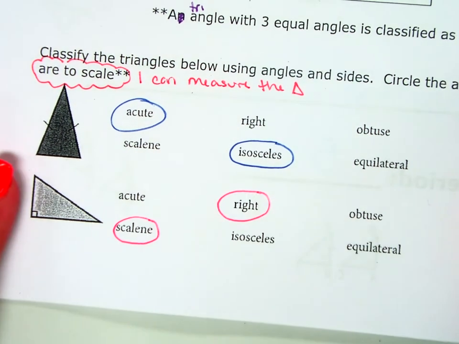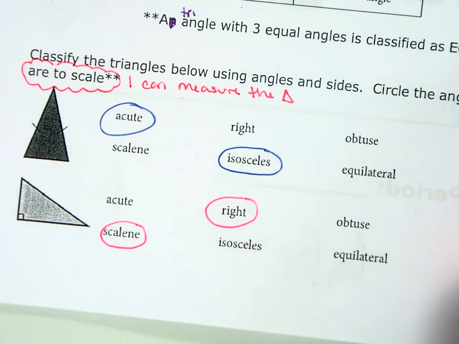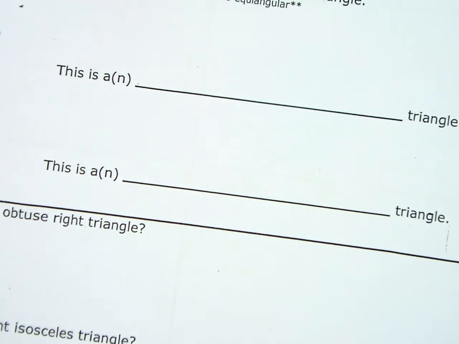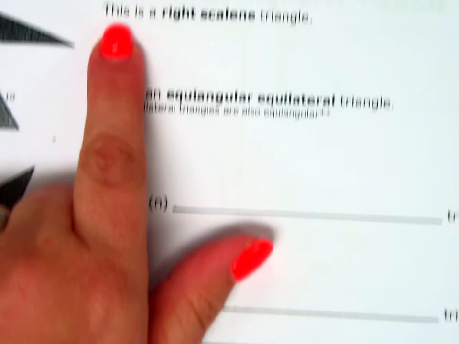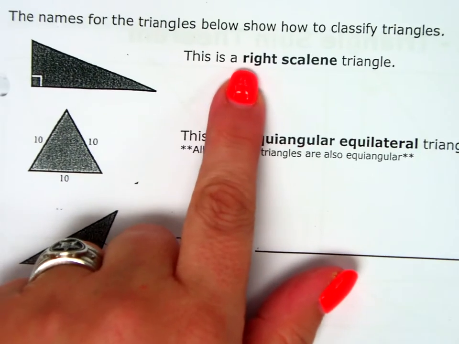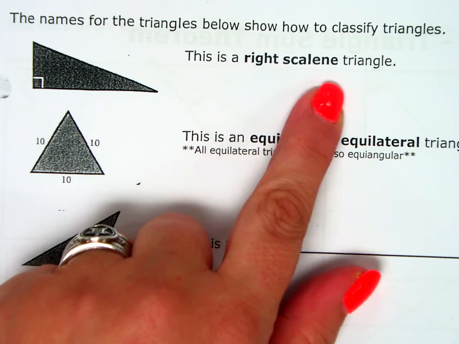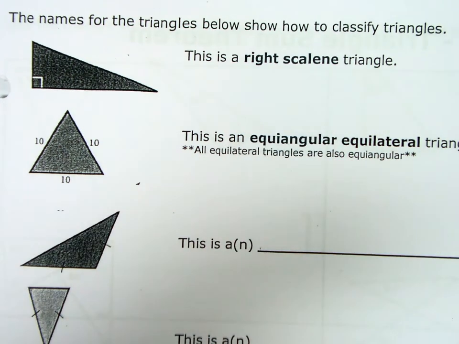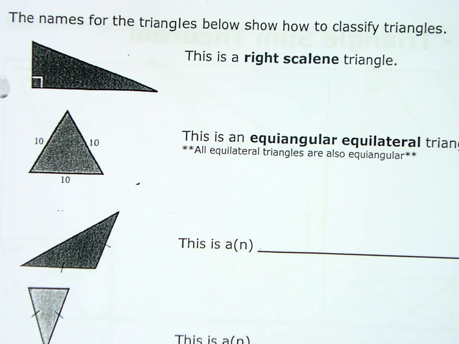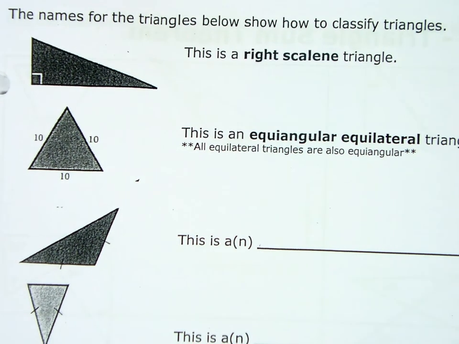Okay? So again, the next is just talking about how you say it out loud. If I ever ask you to say it out loud or write it in a sentence, you give both descriptors. This is a right scalene triangle. Or you could call it a scalene right triangle. Doesn't matter which order you put them in because they're just description words. It's kind of like if you said the cute barking puppy or the barking cute puppy. Doesn't matter if you put cute or barking first, it's still the same puppy. Because all puppies are cute.